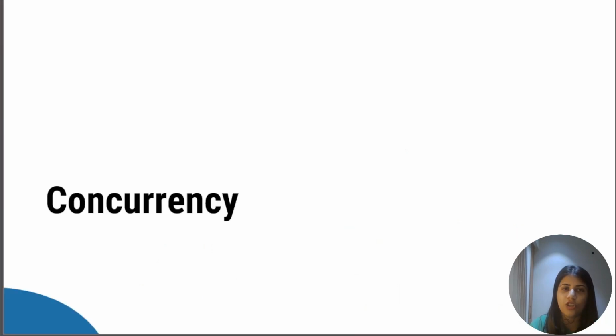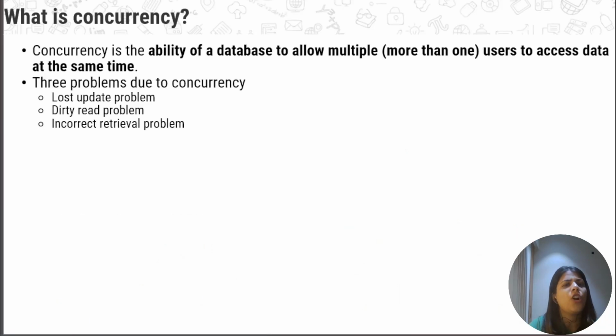Let's understand the next topic, which is concurrency. Concurrency is the ability of the database to allow multiple, which means more than one user, to access the data at the same time. Three problems can occur due to concurrency: first, the lost update problem; second, the dirty read problem; third, the incorrect retrieval problem. We will understand these problems one by one in detail. But let's understand concurrency first.